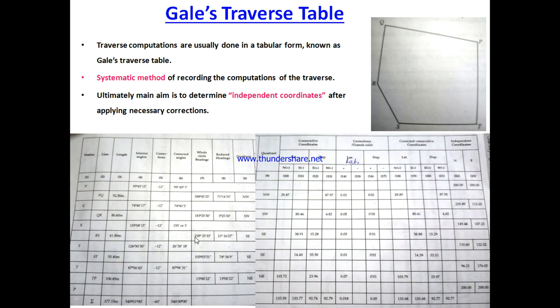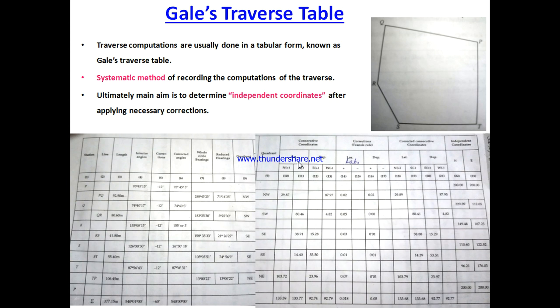Once you get these values, you just need to convert them into the quadrantal bearing system by mentioning the quadrant very precisely. Mentioning the quadrant, or paying attention to the quadrant, is very important, because you are ultimately going to calculate the independent coordinates, which depend on the sign convention of the latitude and departure. So now we need to calculate the value of latitude.